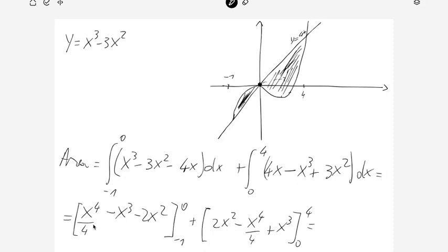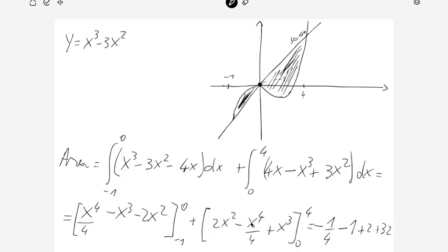Well, in the first, when we evaluate at 0, we obtain 0. When we evaluate at -1, we obtain -1 over 4. Here we have minus 1 cubed is minus 1 with the minus, plus, but it is the second term, so minus. Here we have minus 1 squared is 1. 1 times minus 2 is minus 2, but it is the second term, so plus 2. And here, at 0 we obtain 0, so just at 4. 4 squared is 16, so 32.